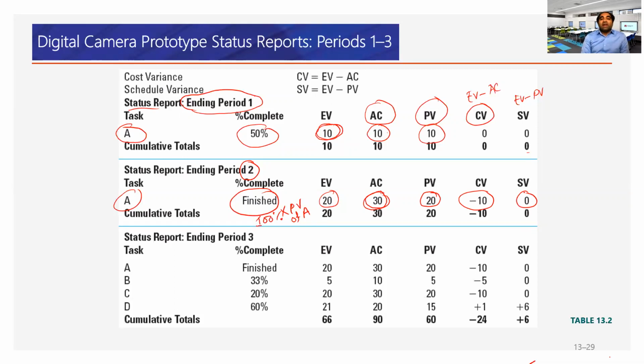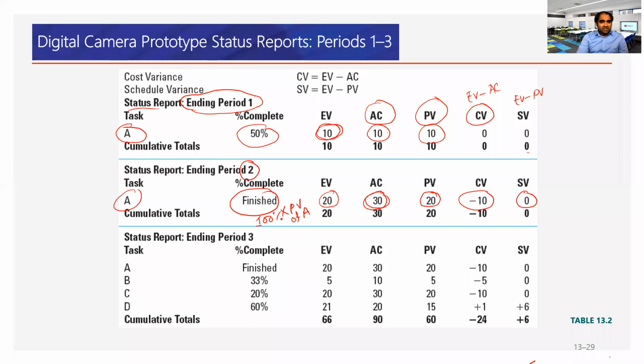So at the end of period 2, the planning was to achieve 20K worth of work, and we earned the same. So in terms of the schedule, the schedule variance at the end of period 2 is 0. There is no variance. The project looks like it is exactly on the same schedule as planned. So schedule variance is 0.